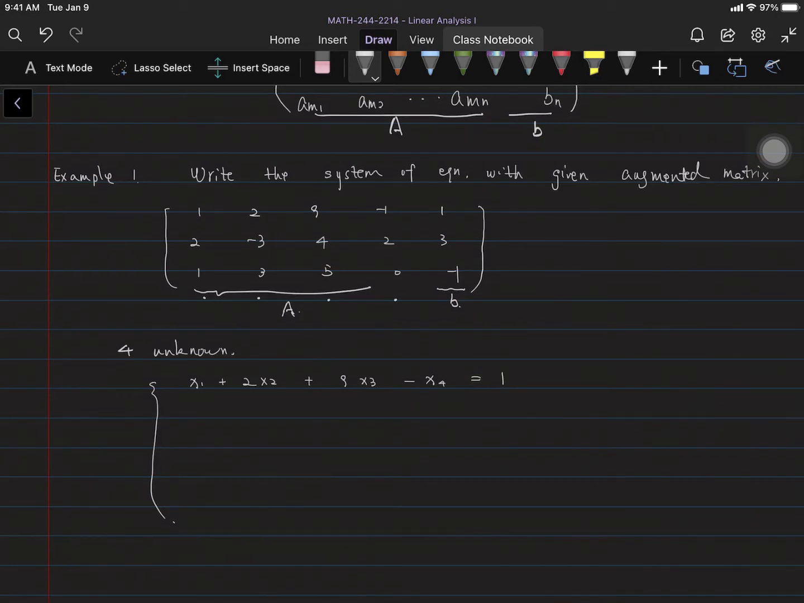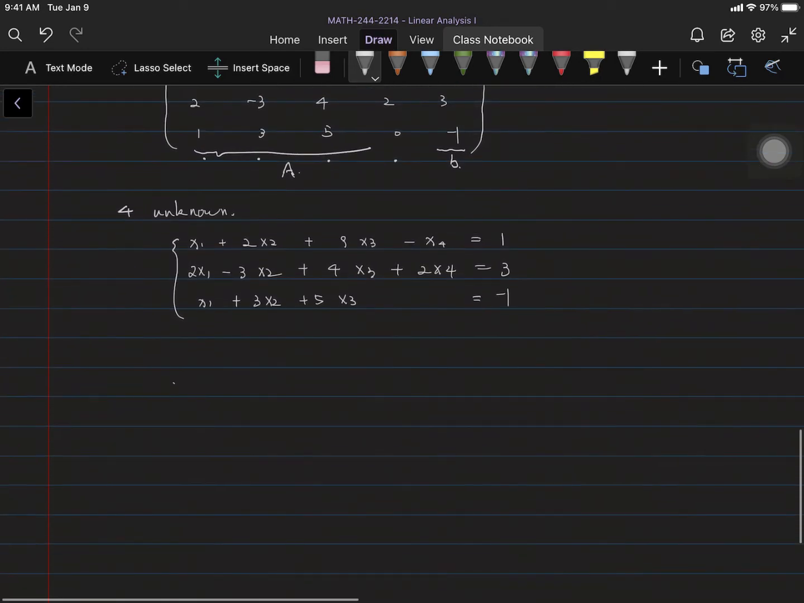So for this one system, we have 3 equations. Let's write down the other 2. The next one is 2x1, negative 3x2, 4x3, 2x4, which equals 3. The last one is 5x3, plus 0 times x4, so we can just leave 0 there, which equals negative 1. So this is the linear system, right?